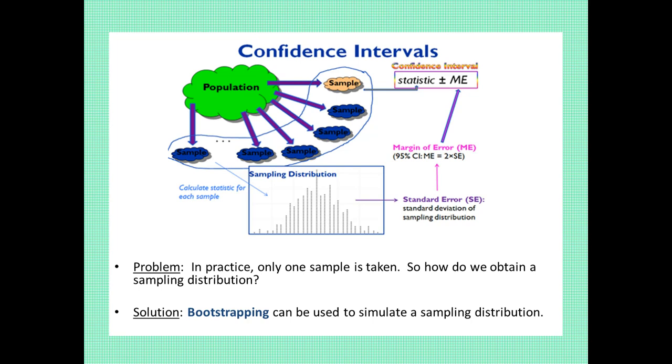So we've got a problem, but there is a workaround for this, which is something called bootstrapping. And bootstrapping is a procedure that we can use to simulate a sampling distribution when we don't have all of the blue samples, when we just have this single peach-colored sample.